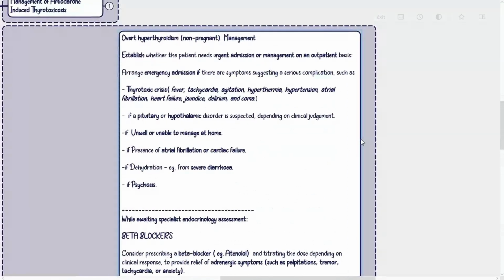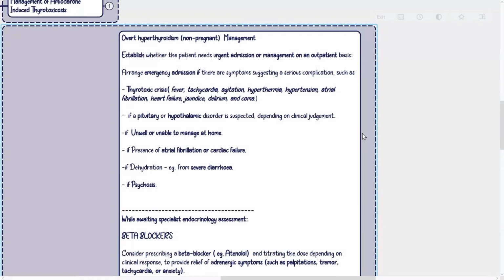Overt hyperthyroidism, non-pregnant management. Establish whether the patient needs urgent admission or management on an outpatient basis. Arrange emergency admission if there are symptoms suggesting a serious complication, such as thyrotoxic crisis. If a pituitary or hypothalamic disorder is suspected, depending on clinical judgment. If unwell or unable to manage at home. If there is presence of atrial fibrillation or cardiac failure. If there is dehydration, e.g., from severe diarrhea. If there is psychosis.